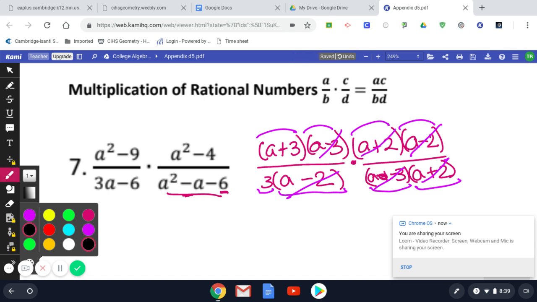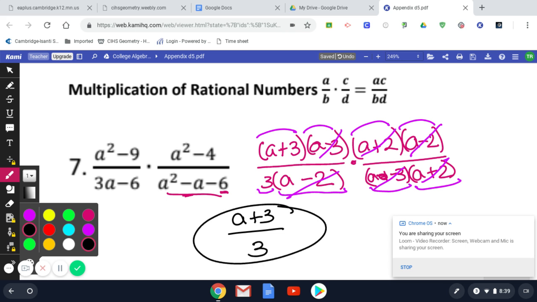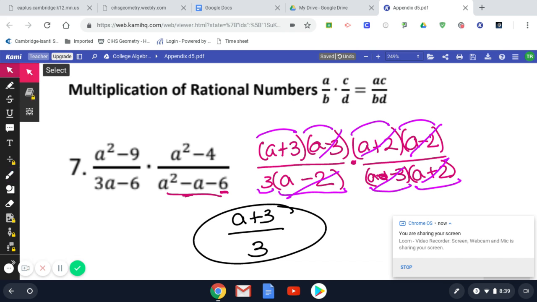So look at how beautiful that is, in the fact that when you're finished, on the top, the only thing you have left is a plus 3. And on the bottom, all you have is 3. And that's that. Now, do not make the mistake. Some people think that they could cancel out those 3's. Is that possible to cancel out the 3's? And your answer should be no.